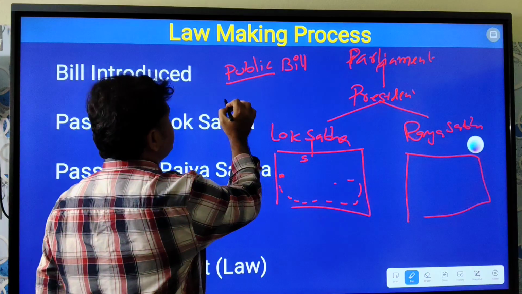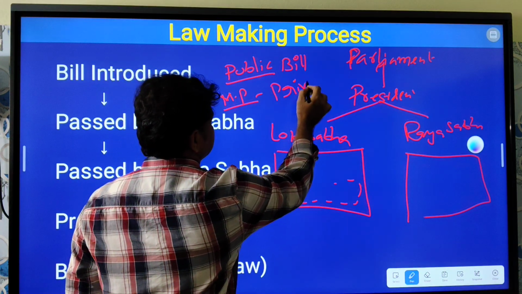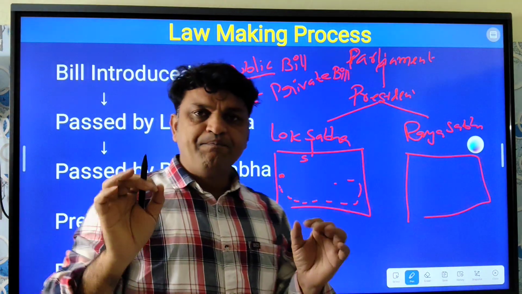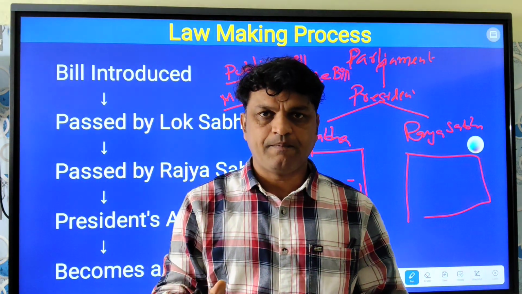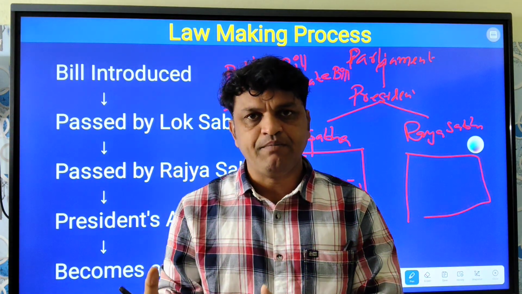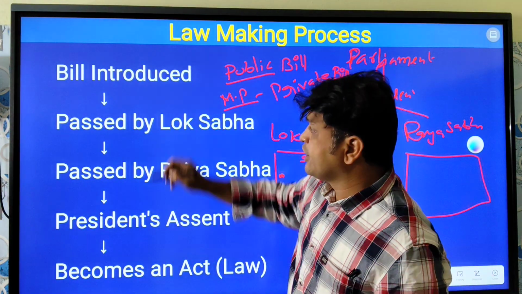Any bill introduced by an MP, a Member of Parliament, is called a private bill. This is the major difference, Nana. If a bill is introduced by a minister, it is called a public bill. If a bill is introduced by an MP, it is called a private bill.